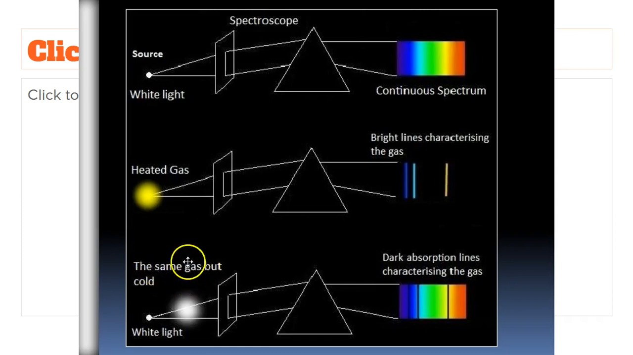You might end up having the same gas, but if it's cold, it's not going to be emitting light, it would be absorbing light. So some of our light sources will actually be absorption gases, and you will view the spectrum and you might see a lot of colors, but there might be gaps, and the gaps indicate the absorption of those individual wavelengths of light.